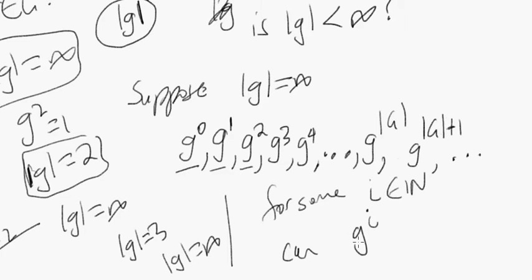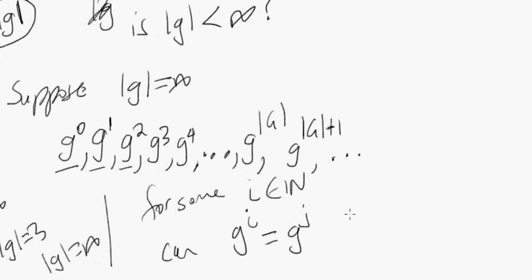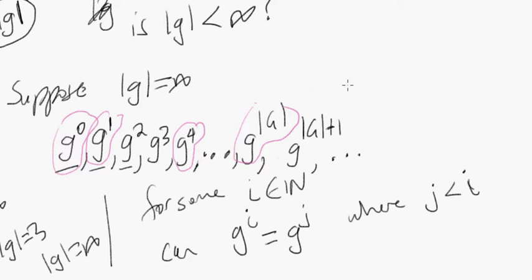So the question is, can g to the i equal g to the j, where j is less than i? Another way to pose this question is, if we looked at g to the 4, can g to the 4 equal something that came before? Maybe can it be equal to g to the 1? Or can g to the order of g equal something that came before? Can these things that come after equal something that came before?